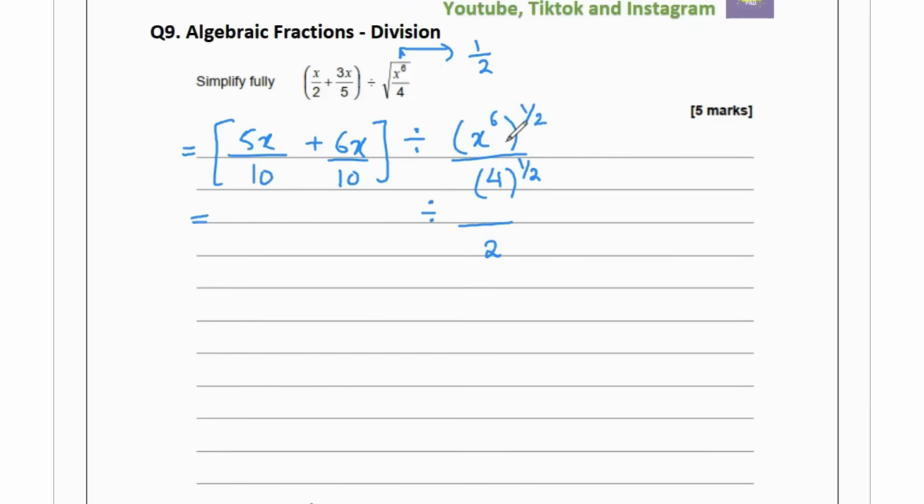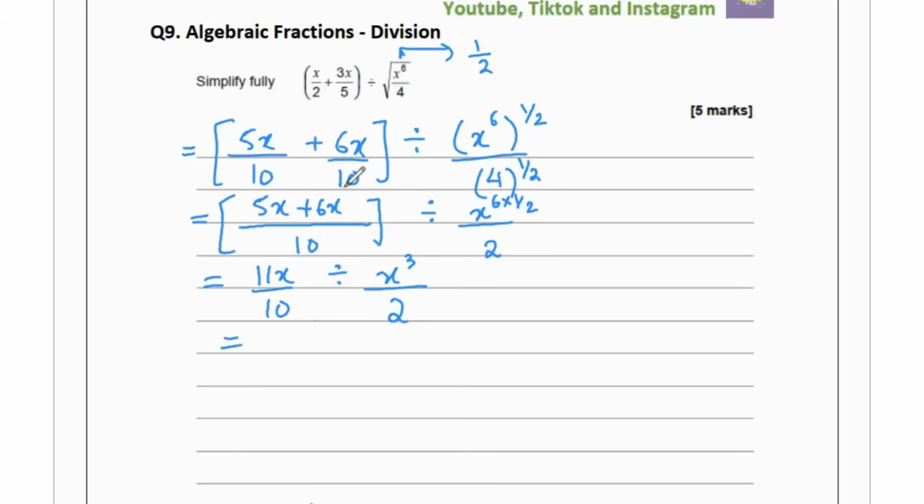And in indices, when you have a power outside the bracket and inside the bracket, we basically multiply those two. So it's going to be 6 times 1 over 2. Over here, we rewrite this as a single fraction, and we write 5x plus 6x in the numerator, which is 11x over 10, divided by x to the power of 6 times 1 over 2, which is 3, over 2.